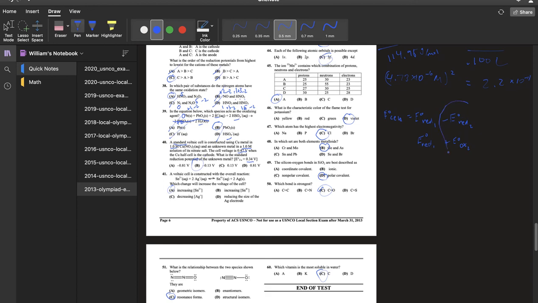and for this second reaction, oxidation and reduction are essentially opposite steps, so that's why you flip the sign. So let's see, 0.47 equals 0.34 minus this value, and that value turns out to be -0.13.